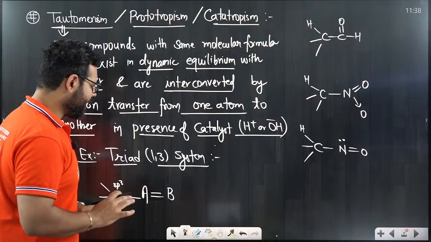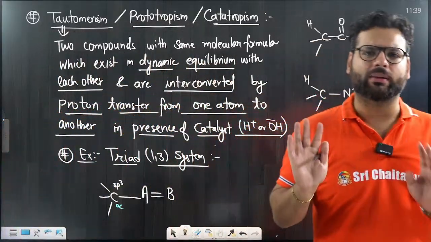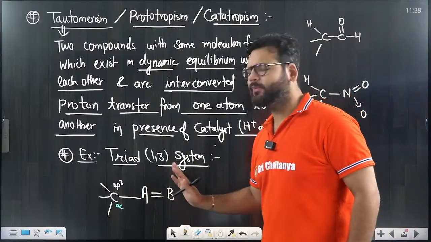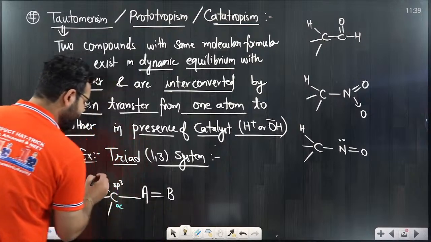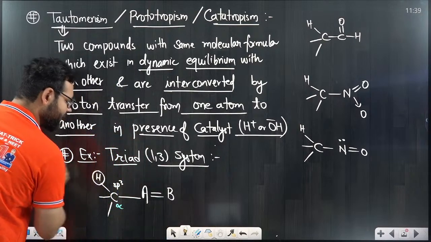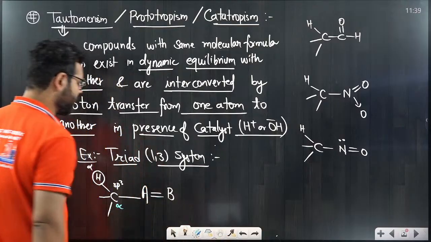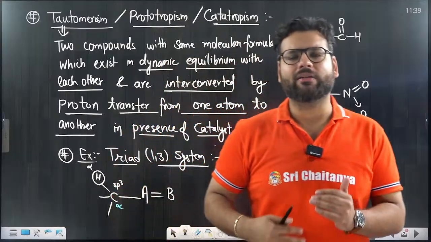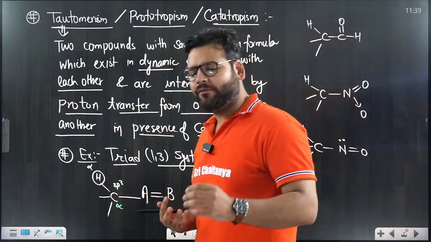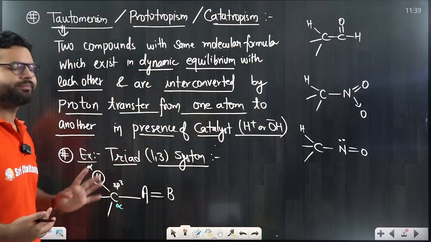This is a simple condition: presence of an alpha sp3 carbon directly attached to an sp2 atom. Whenever this condition is satisfied, there must be a hydrogen present on this sp3 carbon, we'll call it the alpha hydrogen. So what is the condition? Presence of alpha hydrogen on an alpha sp3 carbon, which is directly attached to an sp2 atom.